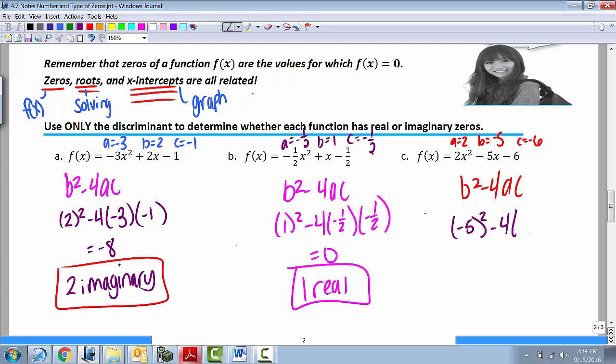Minus 4 times what was A? It was just 2. And then C was negative 6. So go ahead and type that in. Give everyone 30 seconds to type in your calculator, and let me know what you get. We'll wait until everyone's done. Yeah, it's B squared minus 4AC. Yeah, that's the formula. Okay.